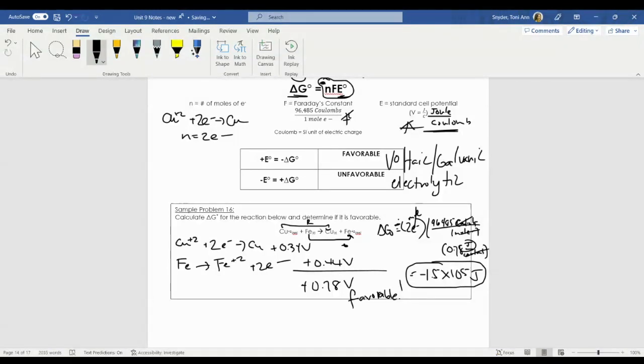But that makes sense. Positive voltage leads to a negative Gibbs free energy.